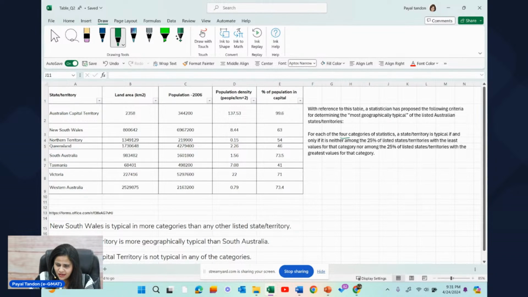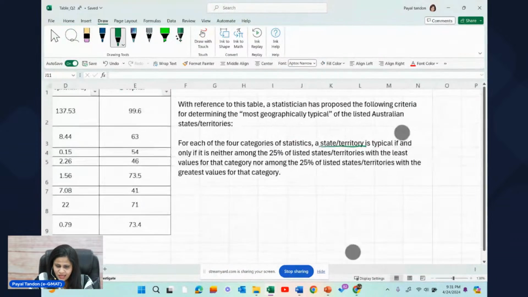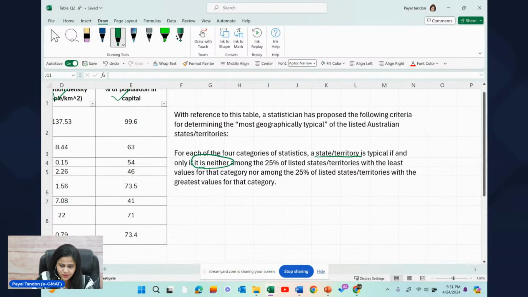Okay, for each of the 4 categories of statistics, so you look at these 4 categories, 1, 2, 3, 4. As I'm reading the data set, I am looking at my table. So both of those things need to be done side by side, right? A state or territory is typical if and only if it is neither among, that means there are going to be 2 conditions, one condition and then the second condition, right? If and only if it is neither among the 25% of the states with the least values. Okay, so now, and this is where you have to understand, there is this 25%. What does that 25% mean?